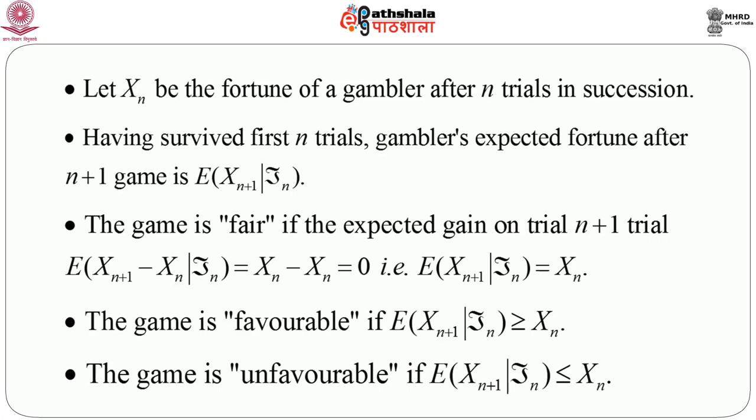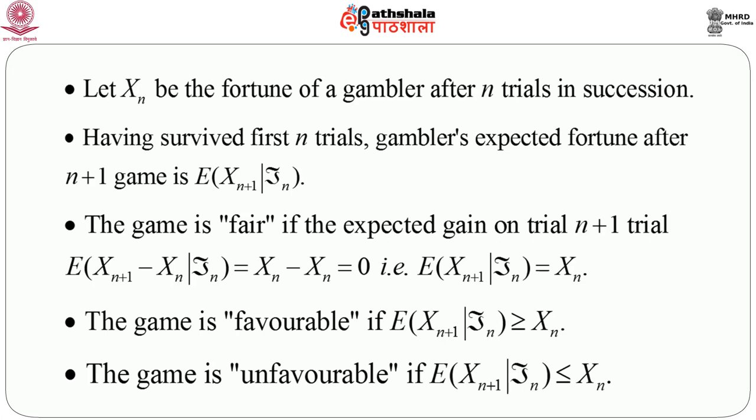Now we say that the game is fair if the expected gain on trial n+1 is equal to 0, that is, the expectation of Xn+1 minus Xn given Fn. Xn+1 is the fortune after the (n+1)th trial, and we know that his fortune is Xn. Now, after the (n+1)th trial, if the expected fortune is Xn itself, then only the expected gain would be 0. So we can write immediately that the expectation of Xn+1 given Fn equals Xn. Under this condition we say that the game is fair.